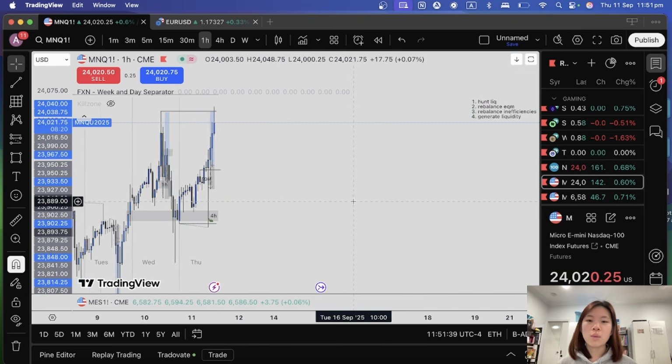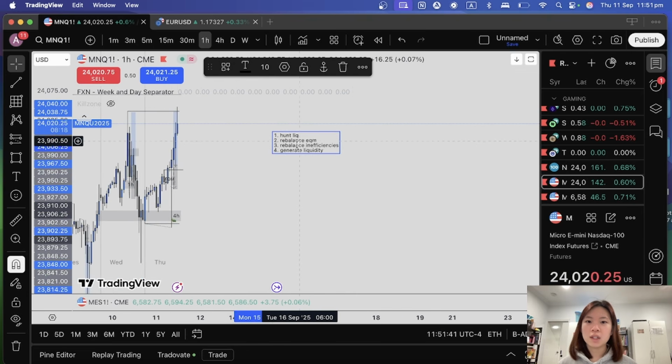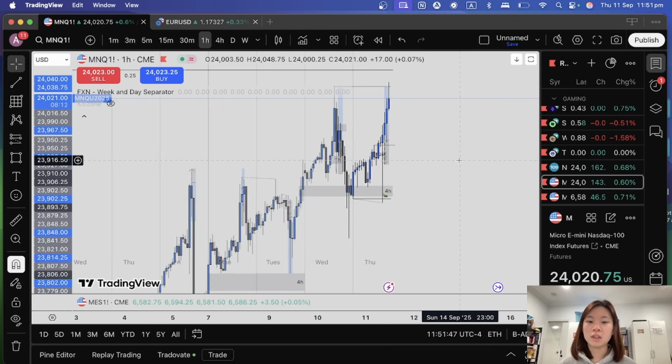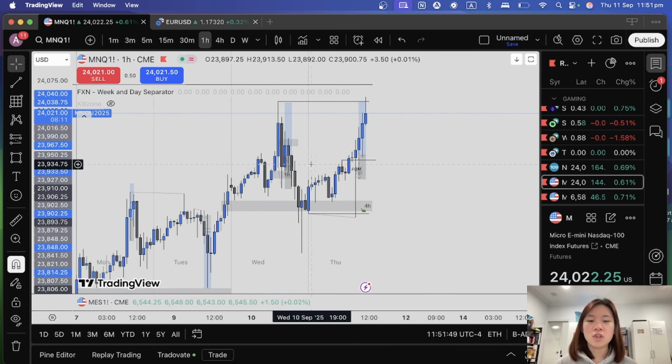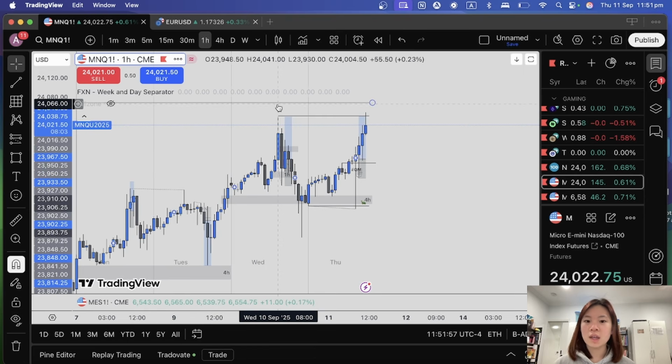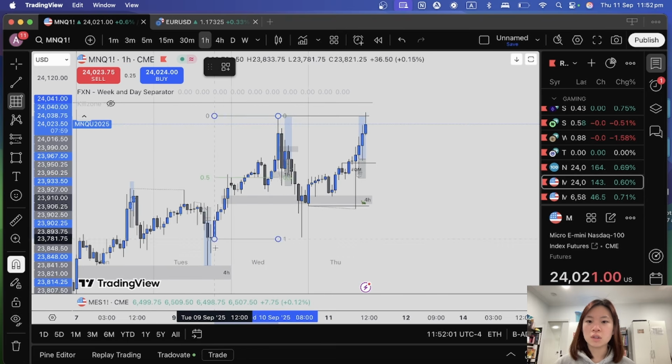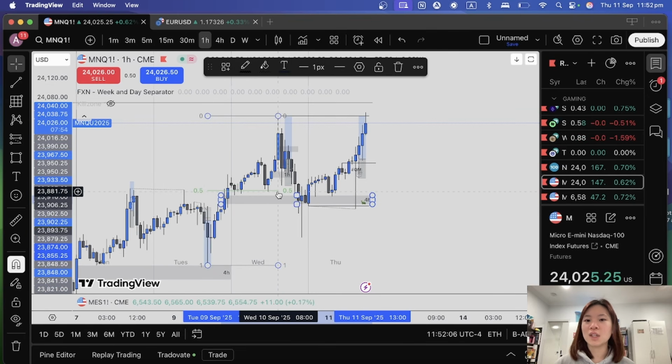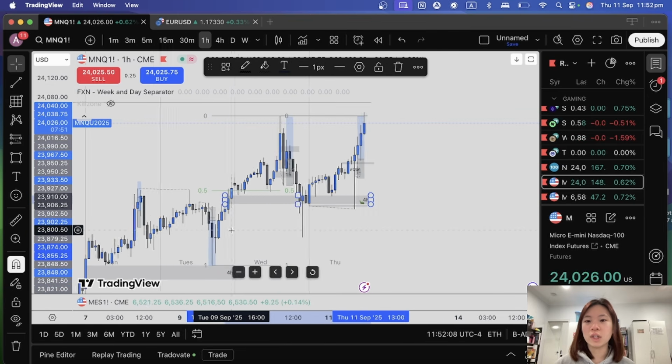So remember what price does. Price rebalances to equilibrium and rebalances to inefficiencies as well. That's one of the things that price does. So on the higher time frames, you can see that it is way up in premium in this range, and we still have an inefficiency that we have to rebalance into. Now, if we take this 8 a.m. candle as well, you can see that from this range to this range, this H4 fair value gap is actually in discount of the range.